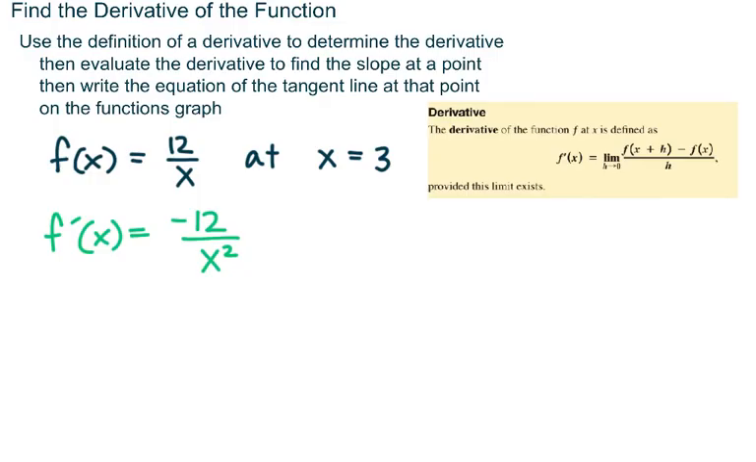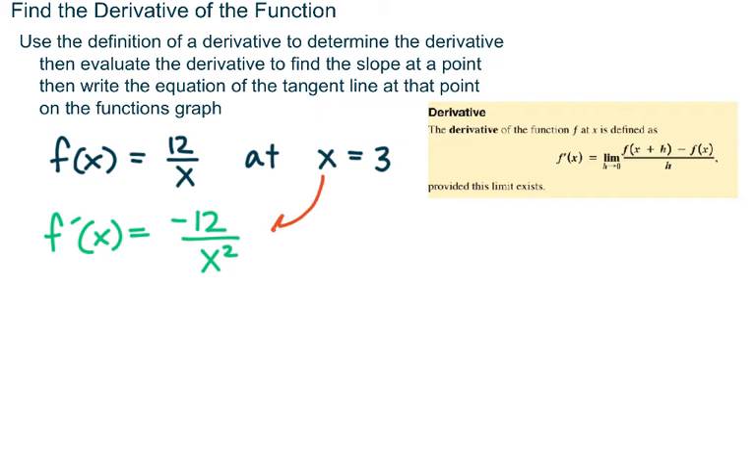So back up to the top of the page, we have found the derivative, right? We found the derivative using our limit definition of a derivative. So we have the original function is 12 over x. We have our derivative, which will give us the slope, is negative 12 over x squared. So we are going to evaluate the derivative so that we can find the slope.